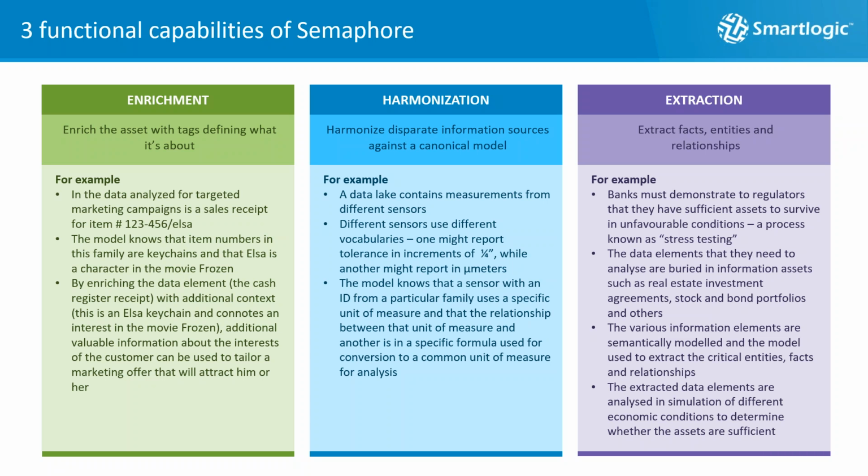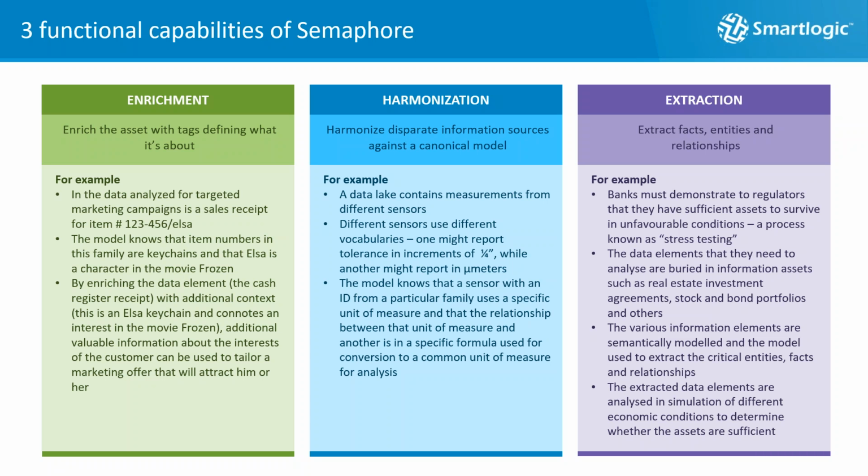And so when you take that cash register receipt, you can add the additional information, the context, that says this is an Elsa keychain, and so this person has an interest in the movie Frozen. The second capability is harmonization. And this allows us to bring together disparate information sources throughout the enterprise using a single canonical model.